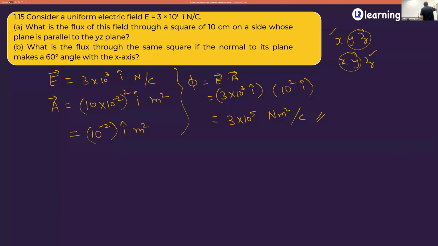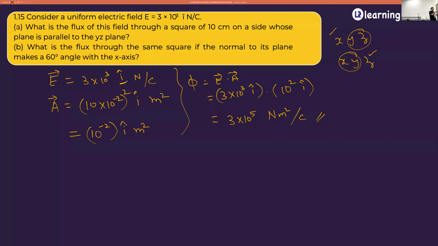No. See, there is a uniform electric field in the x direction. Let's say there is a field going like this. In that field, they have placed a square like this. And how is that square? The plane of the square is parallel to the YZ plane. So how is its area vector?